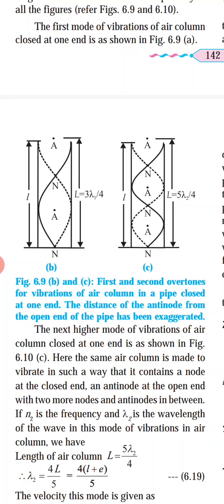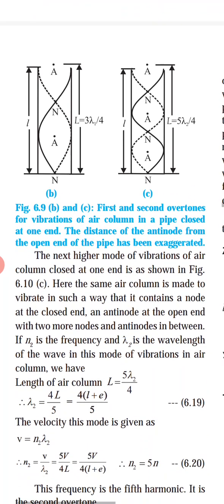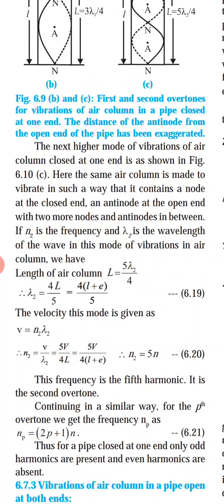That is, the same air column is made to vibrate in such a way that it contains a node at the closed end, an antinode at the open end, with two more nodes and antinodes in between. So n2 is the frequency and lambda 2 is the wavelength of the wave in this mode of vibration in air column. So length of air column capital L is equal to 5 lambda 2 by 4, and lambda 2 is equal to 4L upon 5. So what is capital L? L is equal to L plus E. So 4 into (L plus E) upon 5.